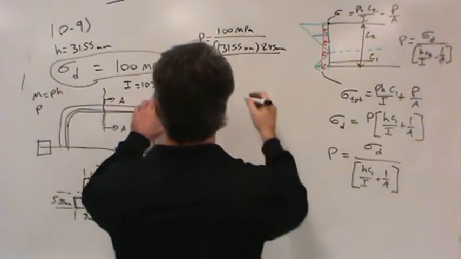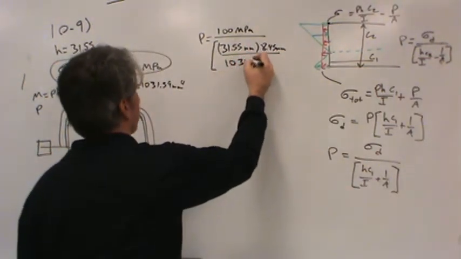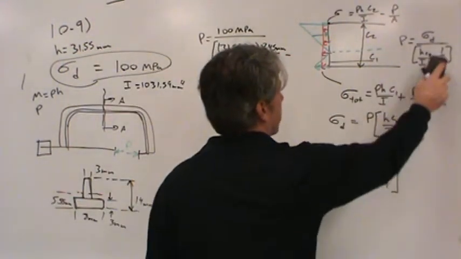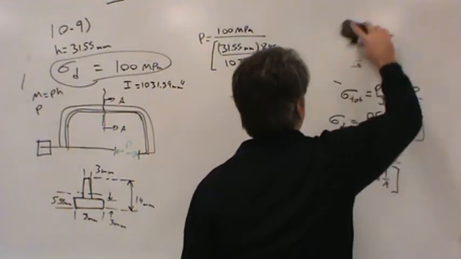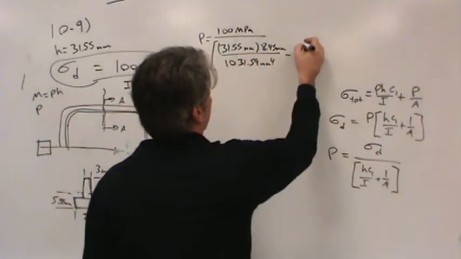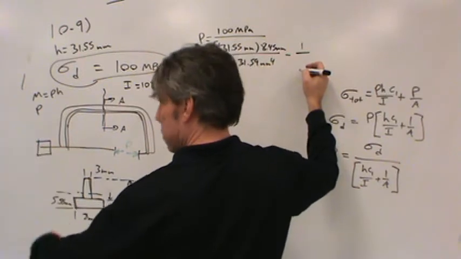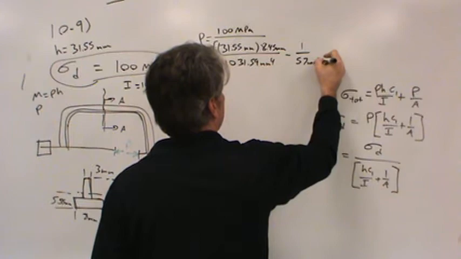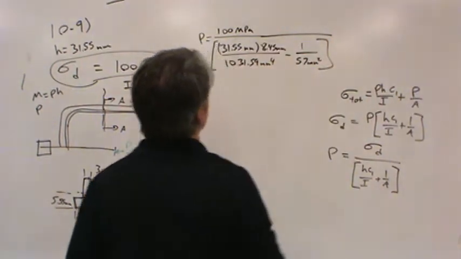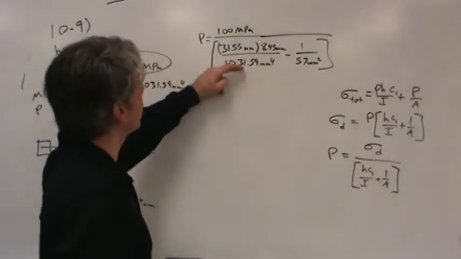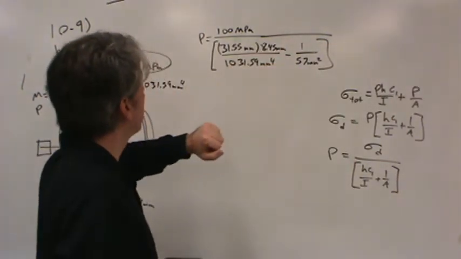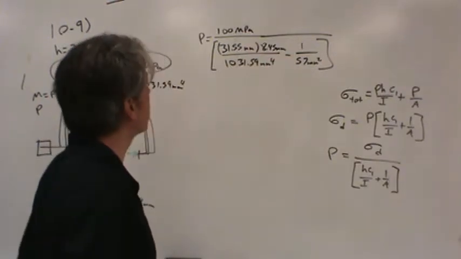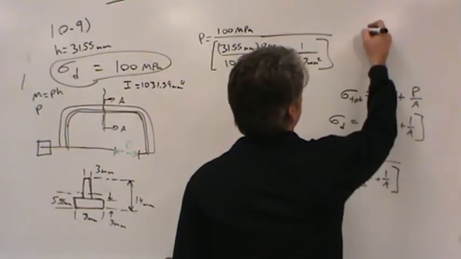Divided by I, which we calculated in the spreadsheet, 1031.59 millimeters to the fourth, minus 1 over A, and A was in the spreadsheet, 57 millimeters squared. Okay, so what units do we have here? 1 over millimeters squared in both cases. And so megapascals, if I put millimeters squared with megapascals, what do we get?